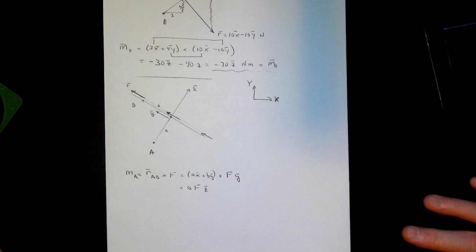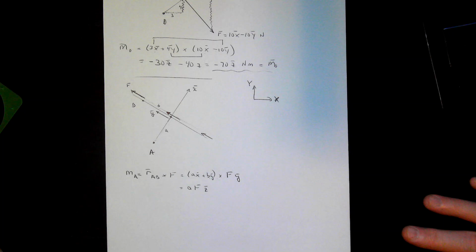Now, if we did this by pure vectors, the moment about O would be (3x plus 4y) cross (10x minus 10y). You evaluate this by taking x cross all of this and y cross all of this. When you cross the 3x with the 10x, that gives 0. So all we're left with is x cross minus 10y. x cross y gives z, but we have a negative sign, so I've got a minus 30z coming off this term. And then y cross 10x: y cross x gives a negative z, so I got a minus 40z. So I got a minus 70z Newton meters equals my moment about O.